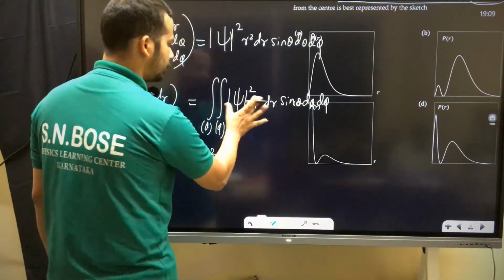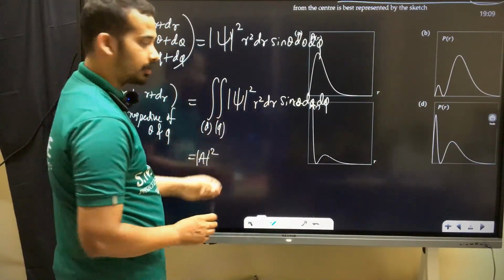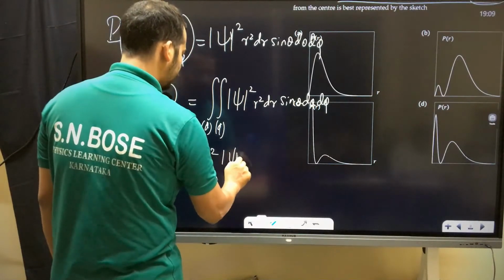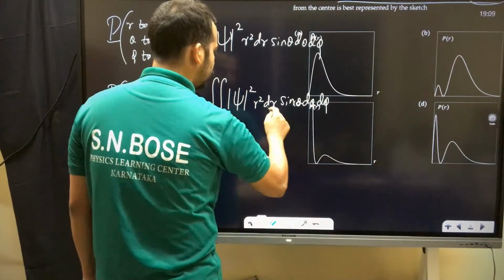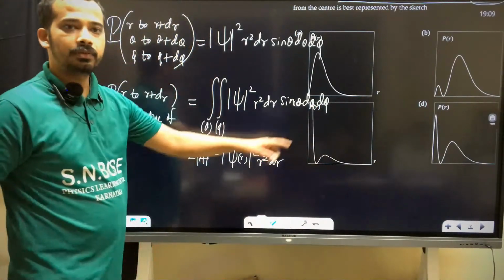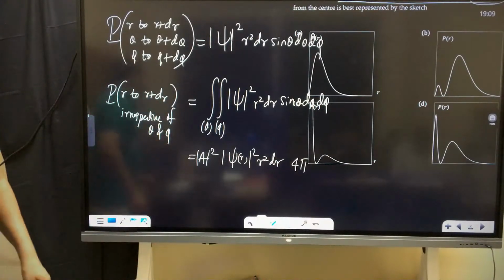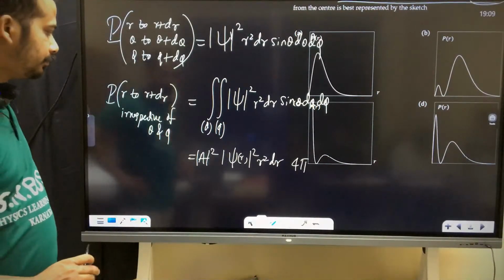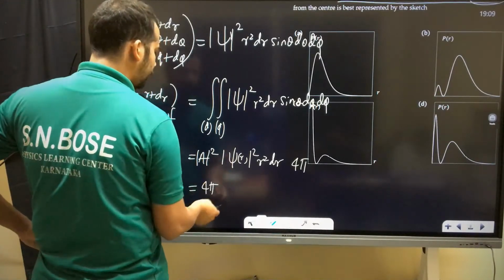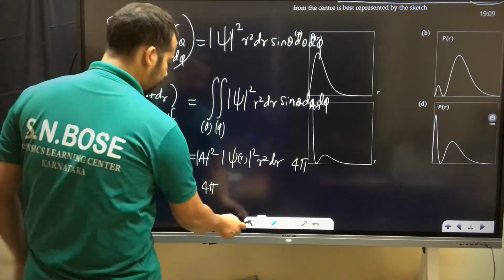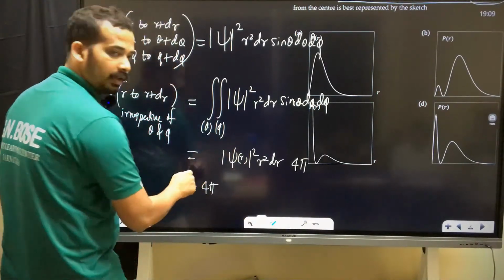So what will happen is you are not doing integration with respect to r square dr, you are keeping it. So mod psi of r whole square into r square dr, this integral of sine theta d theta d phi will be 4 pi. Ultimately, this is 4 pi into wave function mod square. I mean, I should not take mod a square. Mod a square is inside psi of r.